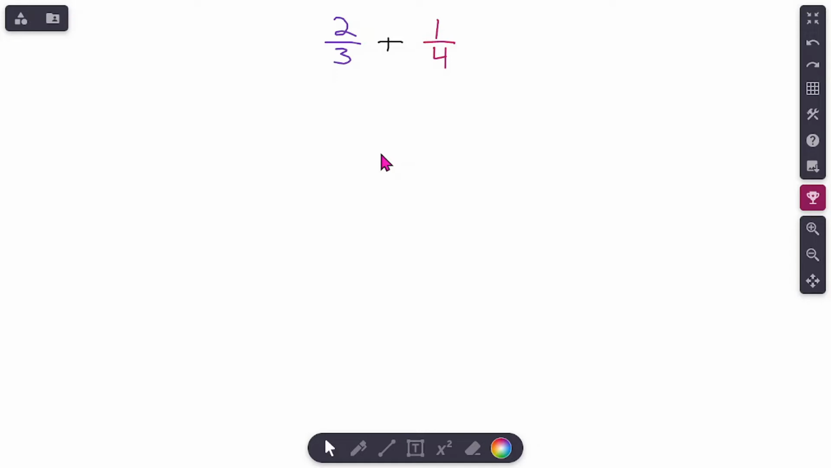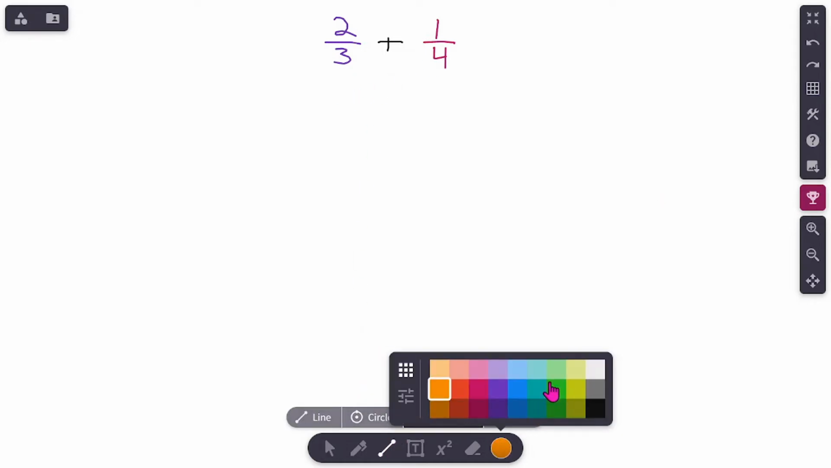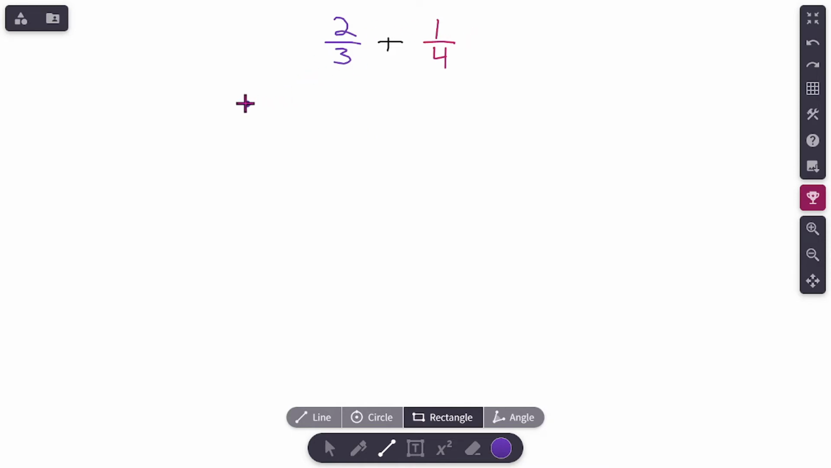We've got 2/3 plus 1/4. Again, this is our practice problems video. That means I'm going to go through these a little bit quicker than I would in a teaching video. So if you missed that, it is in the description below. So we've got 2/3 plus 1/4. What we need to do is draw some models. We need to draw models to represent these two fractions.